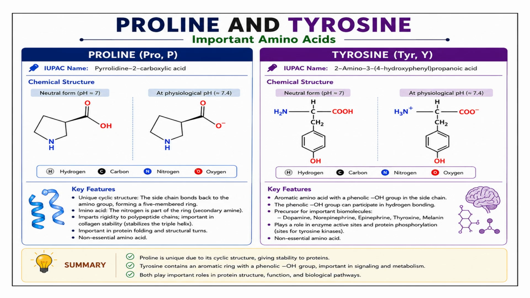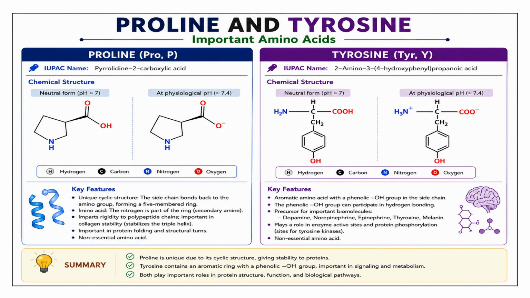Proline and tyrosine. Explanation: proline, Pro, P, and tyrosine, Tyr, Y, are non-essential amino acids that play important roles in protein structure, cellular signaling, and metabolism. Proline has a unique cyclic structure in which its side chain bonds to the amino nitrogen, forming a 5-membered pyrrolidine ring. This structure restricts rotation of the peptide backbone and therefore reduces its flexibility.